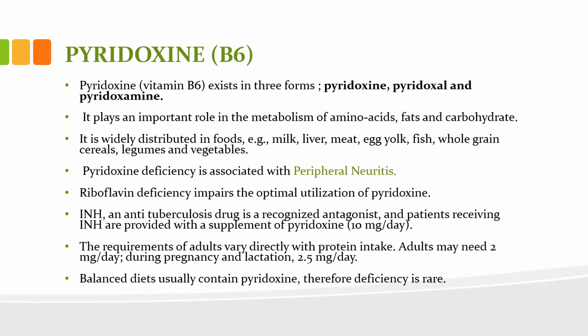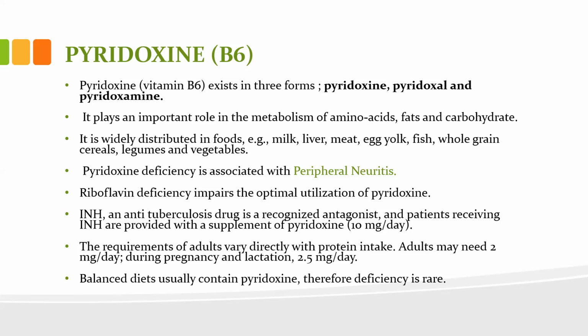The next important vitamin is pyridoxine. Pyridoxine, B6, exists in the forms pyridoxal and pyridoxamine. It plays an important role in the metabolism of amino acids, fats, and carbohydrate. It is widely distributed in food, for example, milk, liver, meat, egg yolk, fish, whole grains, cereal, legumes, and vegetables. Pyridoxine deficiency is associated with peripheral neuritis. Riboflavin deficiency impairs the optimal utilization of pyridoxine, so they occur hand in hand.